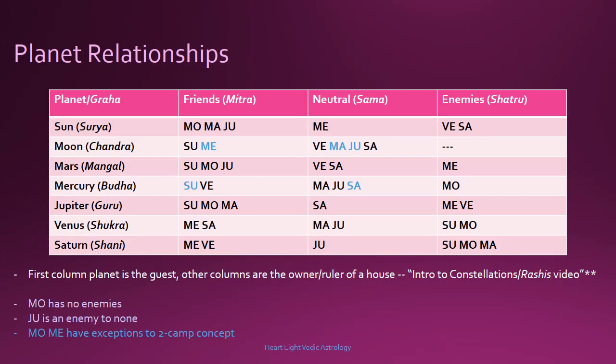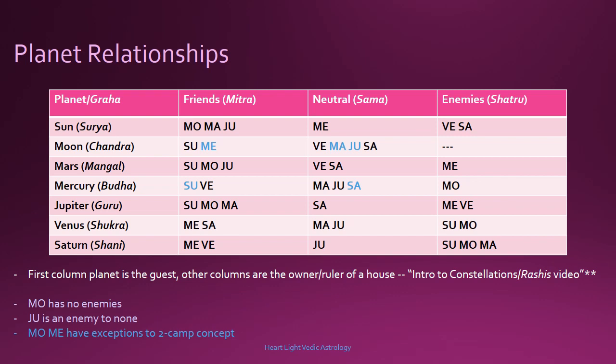Okay, so here's the chart of planet relationships. The way this is laid out is, in the first column you have the 7 different planets or grahas of classical Jyotish or Vedic astrology. And again, we're not including Rahu and Ketu here.